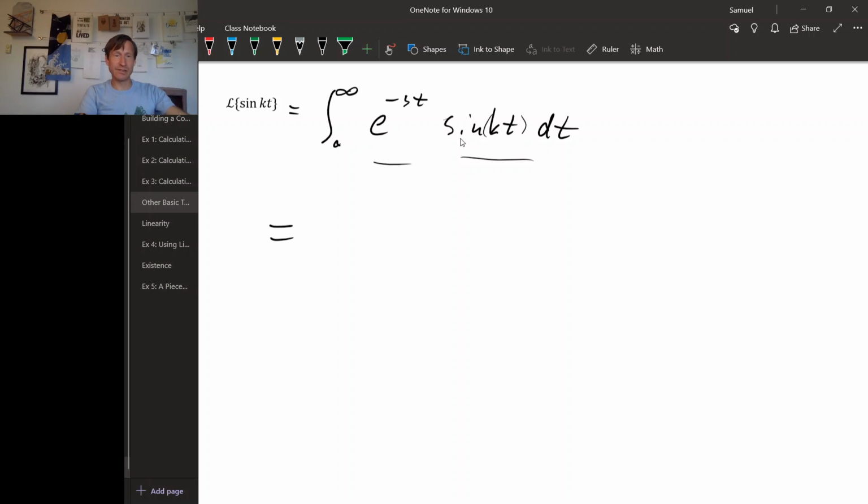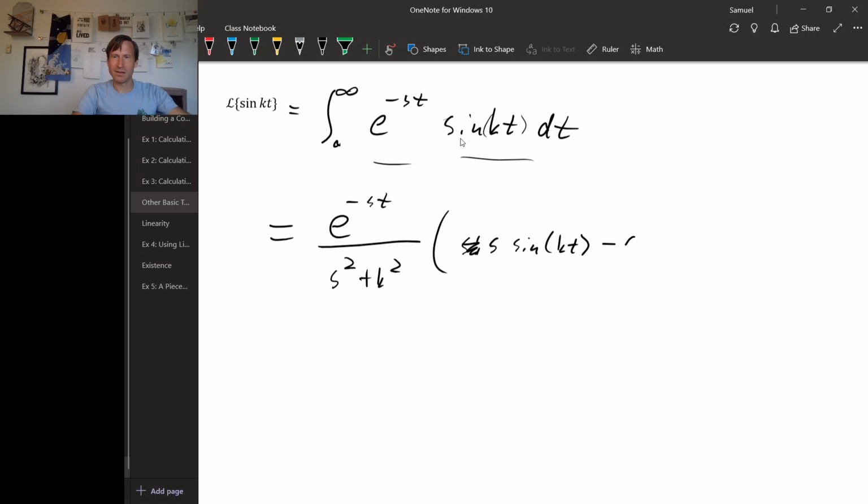But what you get is, so this is the sort of thing that you could just look up in an integral table in the back of any calculus textbook. You get e to the minus st over s squared plus k squared, times s times sine kt minus k cosine kt. And this needs to be evaluated from 0 to infinity.